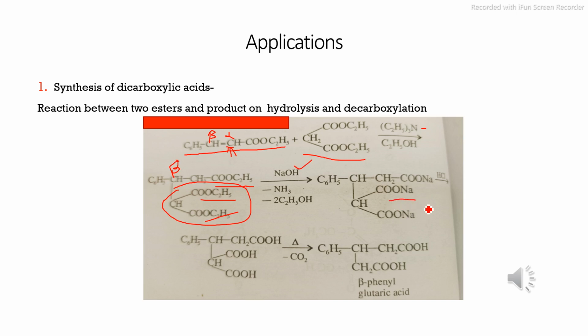Then when this carboxylic salt undergoes acidic hydrolysis, the carboxylate ion abstracts a proton from the solvent to form carboxylic acids, and then this tricarboxylic acid, when heated with soda lime, undergoes decarboxylation. One of the carboxylic groups undergoes decarboxylation to give the corresponding dicarboxylic acid, known as beta-phenyl glutaric acid.